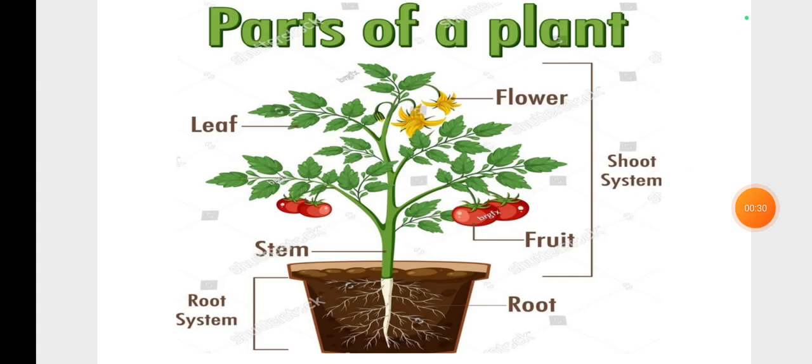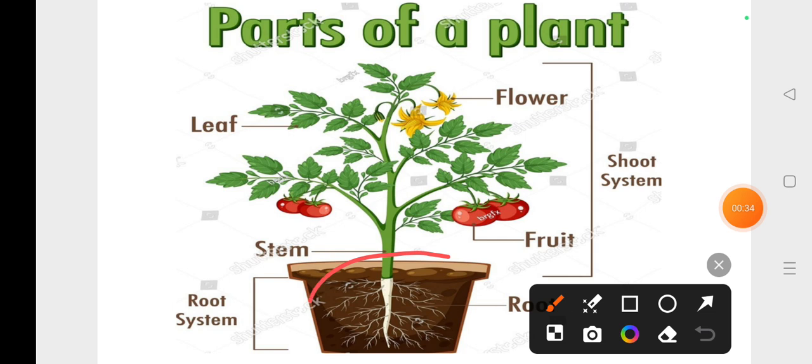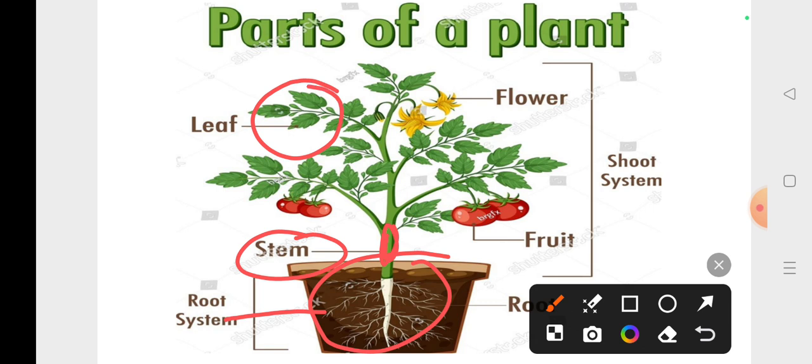Parts of plant. Yes children, you can see here the different parts of a plant. First, these are the roots. This is the stem. These are green leaves. These are flowers. And these are fruits. Okay. These are the different parts of a plant.